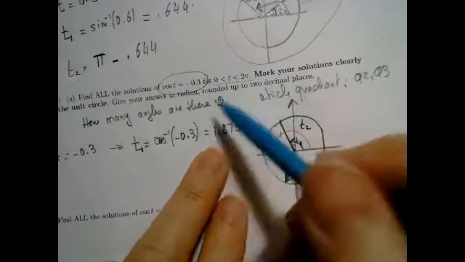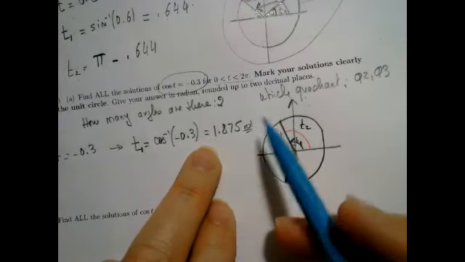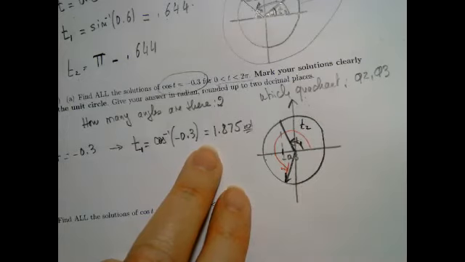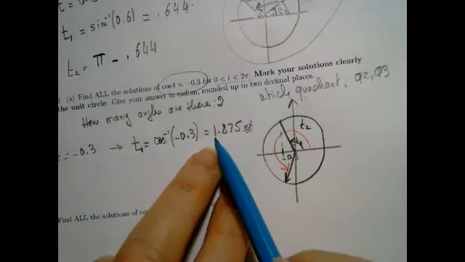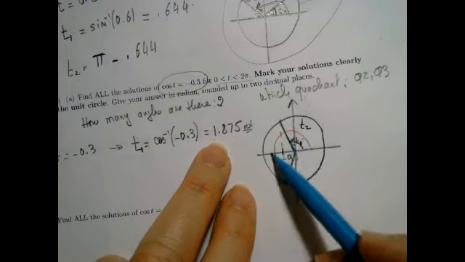Now remember, that's in radians. To give you an idea, 1 radian is almost 57 degrees. To make sure that you're doing it right, 1.8 is hovering around 119 degrees. So we are right there.